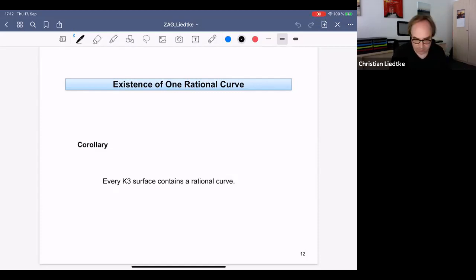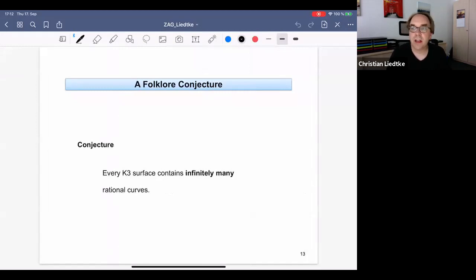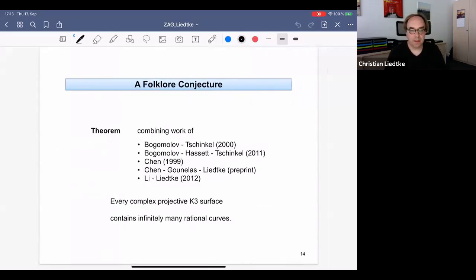And there is a folklore conjecture, sometimes attributed to Bogomolov and others, that says that every K3 surface contains infinitely many rational curves. So what we have since the 80s is one, and the conjecture is there are infinitely many of them. And today's topic will be the following theorem, that this is true. And I should be honest and modest enough to say that with these two articles I was mentioning in the beginning, together with Shi Chen and Frank Gounelas, we only established the missing cases.